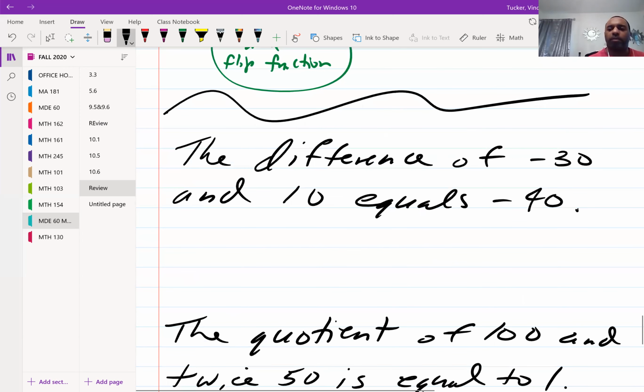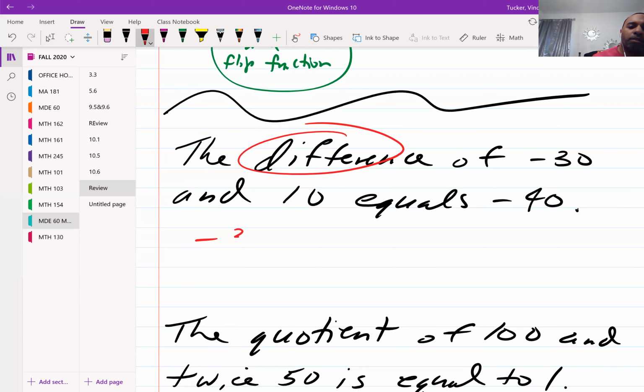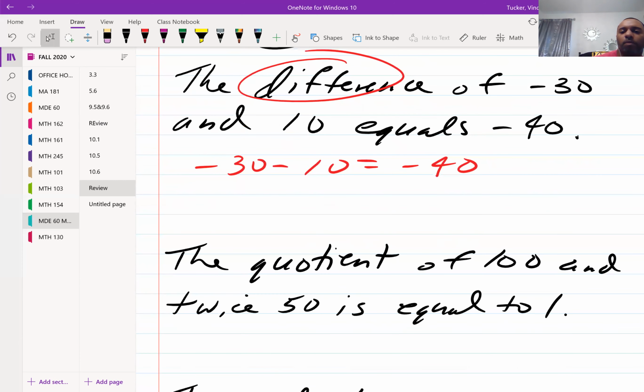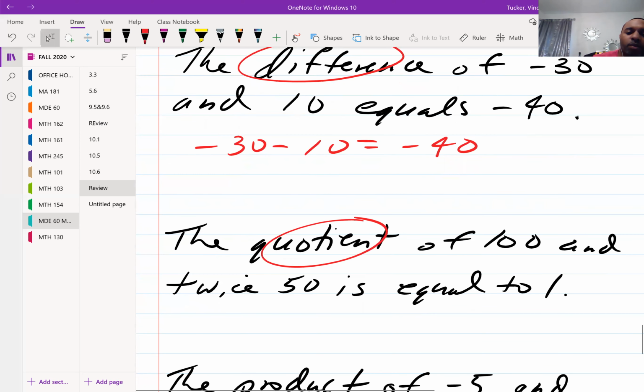All right, so the difference of -30 and 10 equals -40. Difference is subtraction. And so that's just -30 minus 10 is equal to -40. All right. Next one says the quotient of 100 and twice 50 is equal to 1. So quotient is division. And even with quotient, you would just write it in the order that you see it.